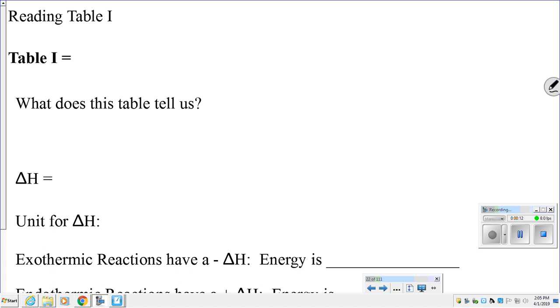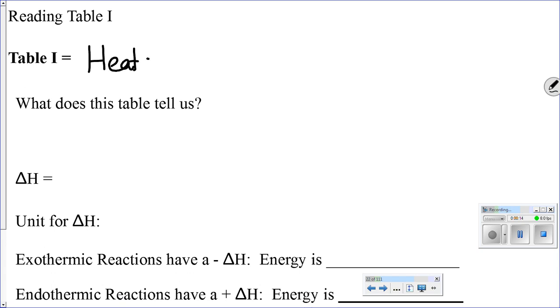Table I tells us heats of reaction. And these are specific conditions. If you look at them, 101.3 kPa is pretty much normal atmospheric pressure. And 298 K is not quite what we call standard temperature, because that's 0 degrees Celsius, so this is more like room temperature. And heats of reaction can also just be written as delta H.